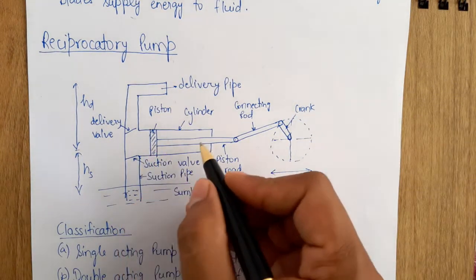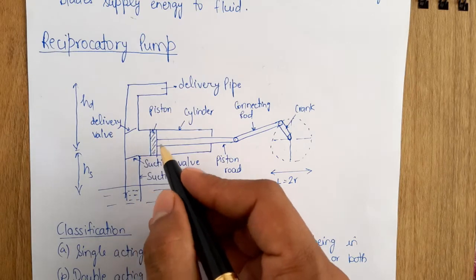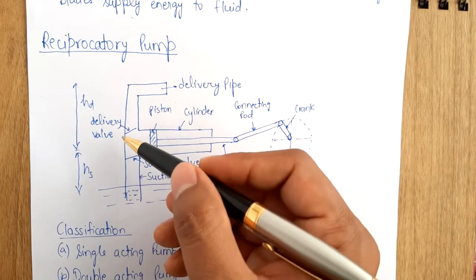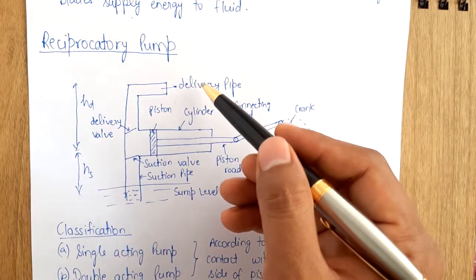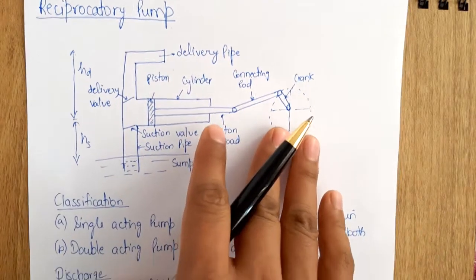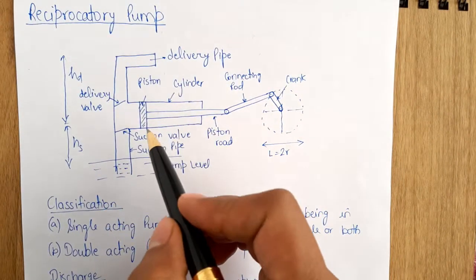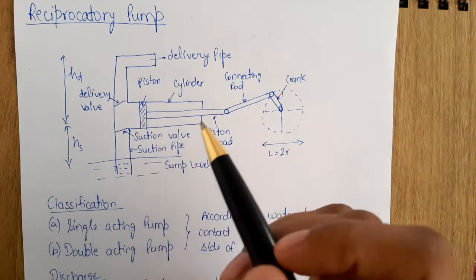Now we can see when it will go back, this valve is open, the fluid will flow inside it, and when we are taking out the water, this delivery valve will open and the water will be taken through the delivery pipe. Okay, so there are two cases, either single acting pump or double acting pump. What I have told is the example of the single acting pump.